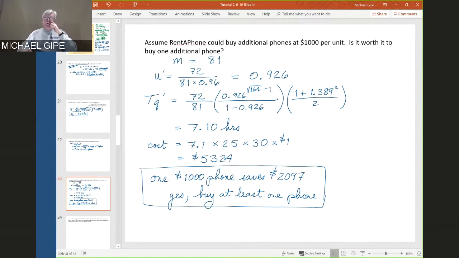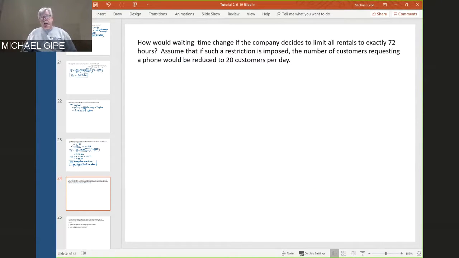Okay, we've got one more part to this question. How would the waiting time change if the company decides to limit all rentals to exactly 72 hours? No variability at all. Assume that if such a restriction is imposed, the number of customers requesting a phone would be reduced to 20 per day. So we're changing two things. We're changing the number of customers coming in, that is the arrival rate, and we're changing the variability of the processing time, the rental time, down to 0.